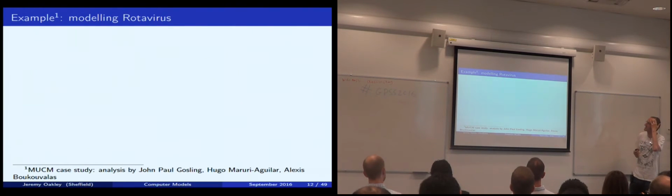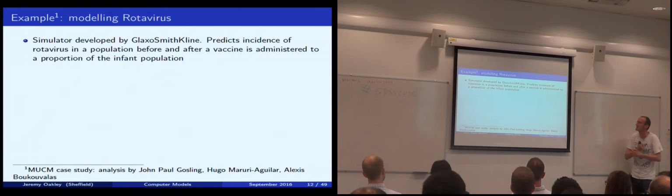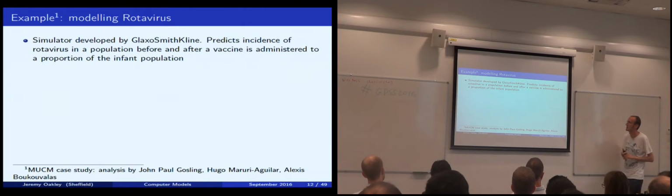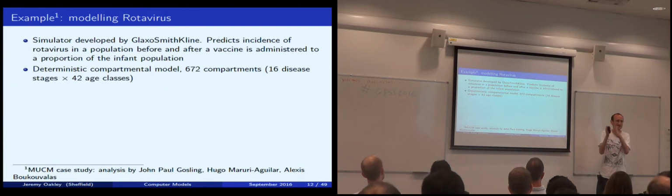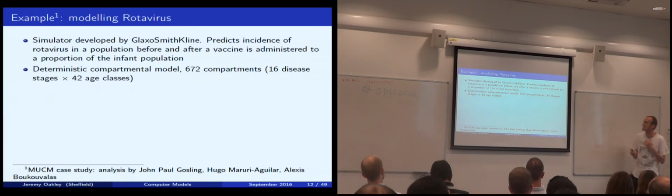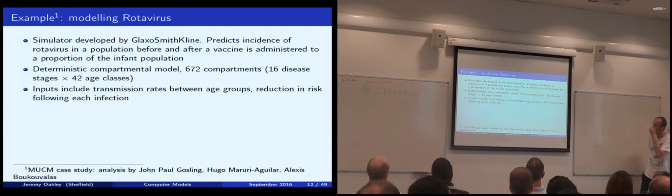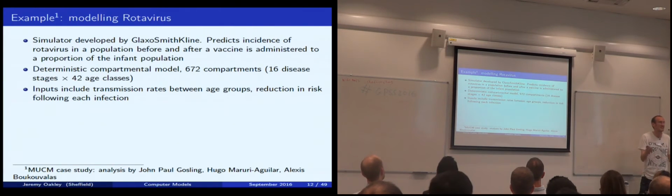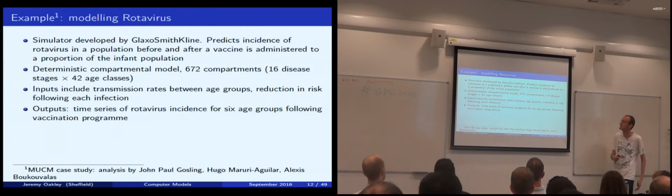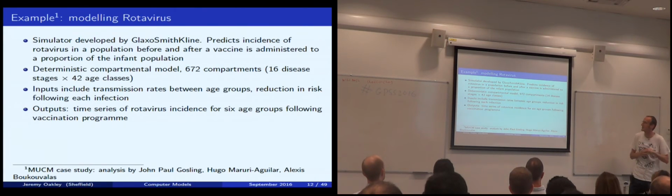Here's just an example of the sort of things it tells you. This is a simulator that GlaxoSmithKline developed, looking at what happens if a particular vaccine is introduced into a population. Some details of the simulator aren't particularly important. It tracks different disease stages over different age classes and tracks people moving between different classes and so on. There's a whole bunch of inputs into this model which would be uncertain, things like how well does the vaccine actually work, how's it going to reduce your risk of infection, and so on. And a whole bunch of outputs to do with the passage of the characteristics of the disease over time in the population.